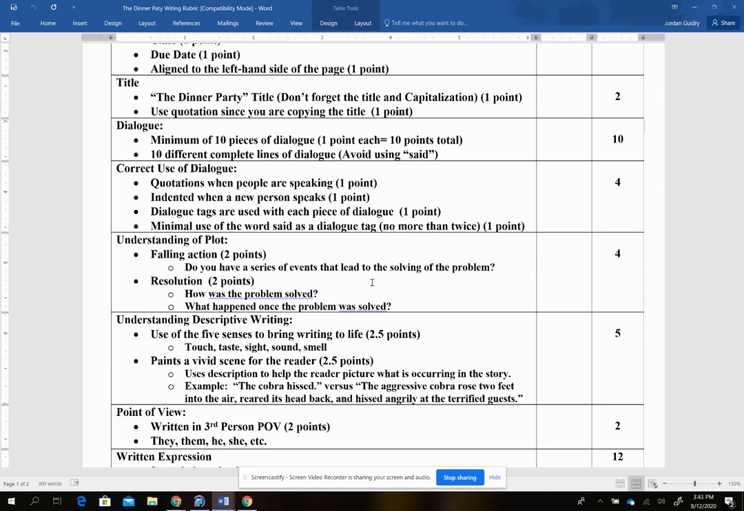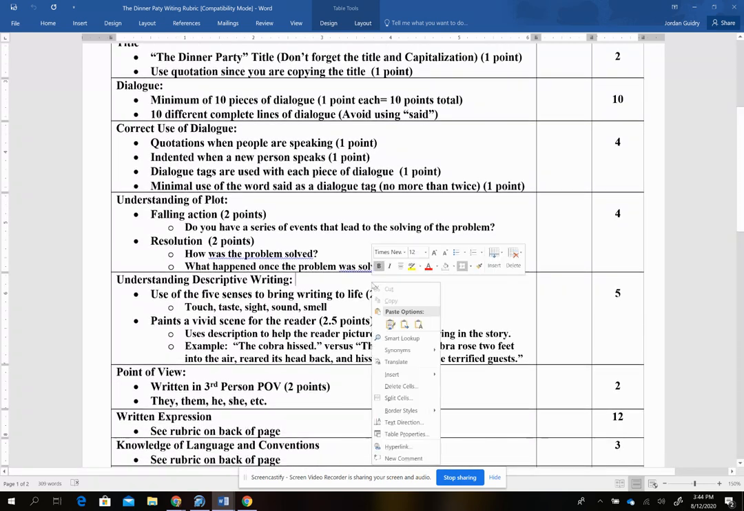Example, if you use "the cobra hissed," you can see a cobra hissing, but if you use "the aggressive cobra rose 2 feet in the air, reared its head back, and hissed angrily at the terrified guest," you're painting a more vivid picture for the reader. Now they know that the cobra is aggressive, that's why it's hissing. It is rising 2 feet in the air, so you can see it curled up and its head coming up. It reared its head back as if it's about to strike, and then it's hissing angrily. So you know that it's going to scare people if that cobra is angry.